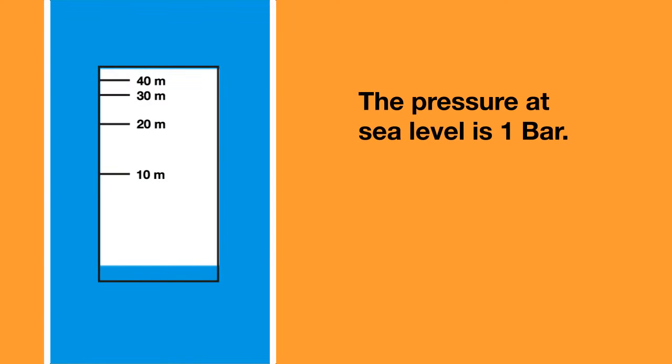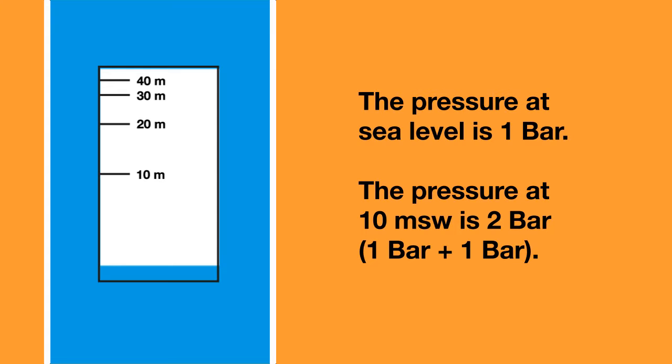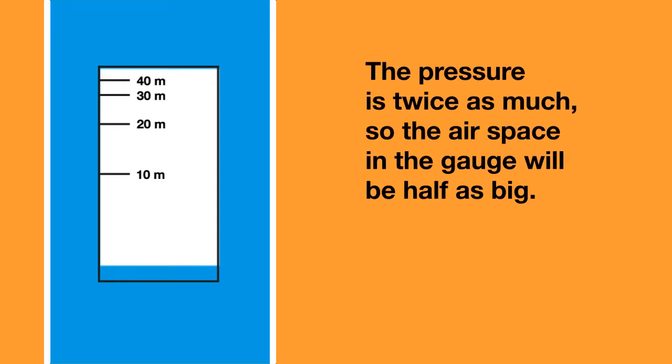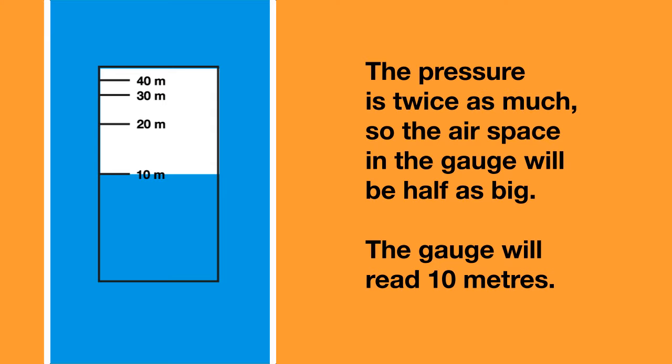How does this work? Well, the pressure at sea level is 1 bar, and the pressure at 10 meters of seawater is 2 bar. 1 bar for the water pressure and 1 bar for the surface pressure. The pressure at 10 meters of seawater is twice as much as it was at the surface, so the airspace in the gauge will be half as big, and the gauge will read 10 meters.